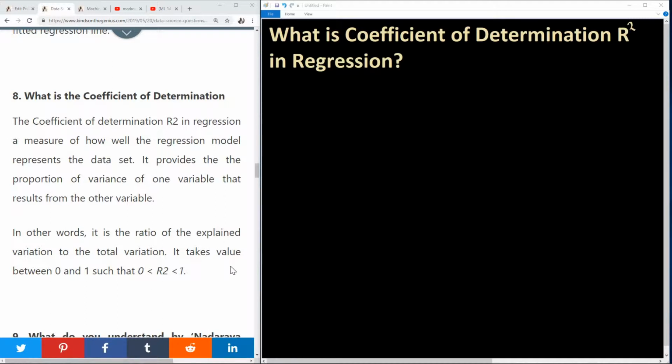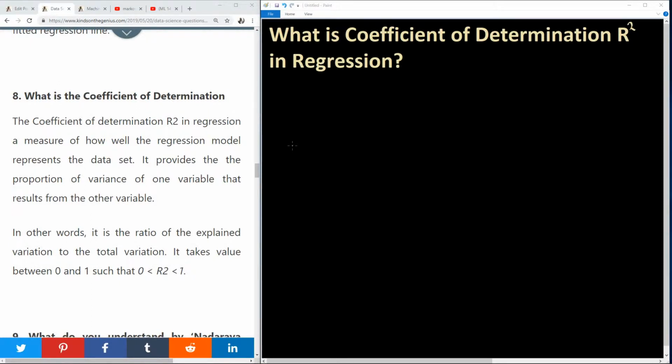And the question for today is, what is the coefficient of determination R squared in regression? This is an important question that you might encounter in a data science quiz or interview or some assessment. Now, the coefficient of determination R squared in regression is a measure of how well the regression model represents the data set. It provides the proportion of variance of one variable that results from the other variable.